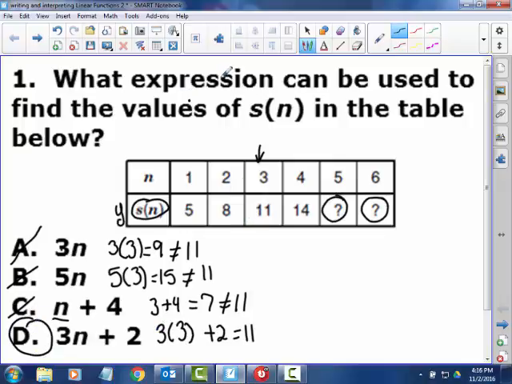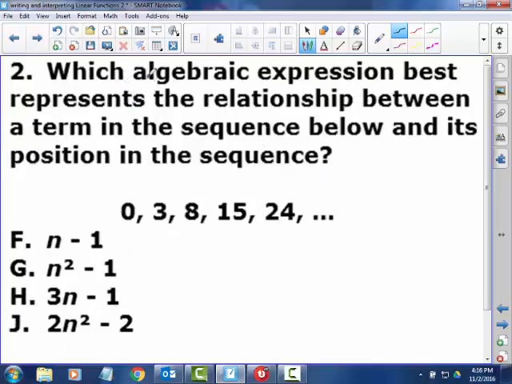Okay, let's take a look at another question. Which algebraic expression best represents the relationship between a term in the sequence below and its position in the sequence? Okay, so this is in position 1, this is in position 2, this is in position 3. You're getting the hang of this? Okay, so 4 and 5. Okay, and so it's which algebraic expression best represents the relationship between a term in the sequence and its position?